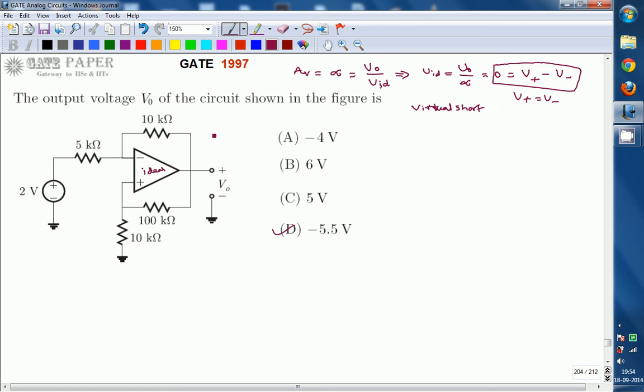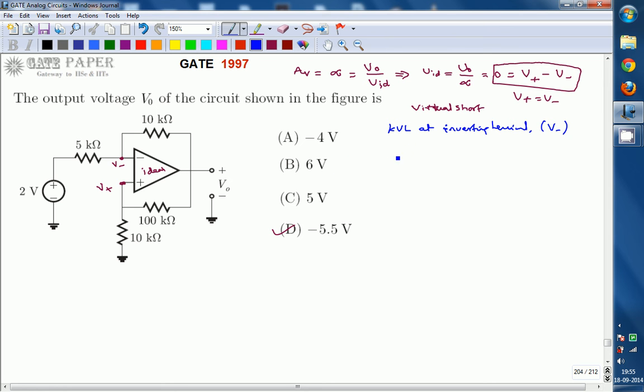Okay. So here V plus is equal to V minus. We will calculate the voltage at the inverting terminal as V minus, and the voltage at the non-inverting terminal as V plus. Then we equate these two according to the virtual short concept, and then find the V0 value. So first step, write KVL at the inverting terminal, that is, at V minus.